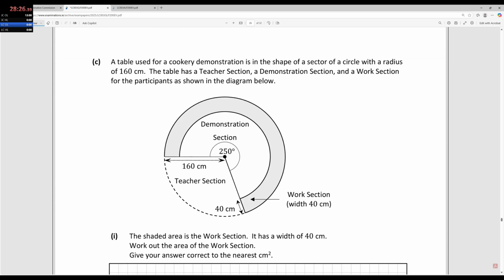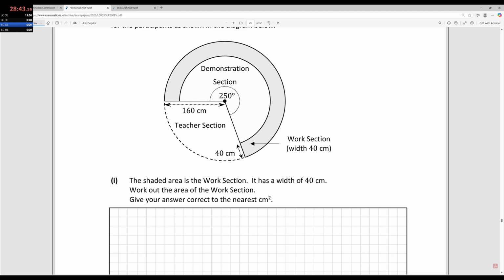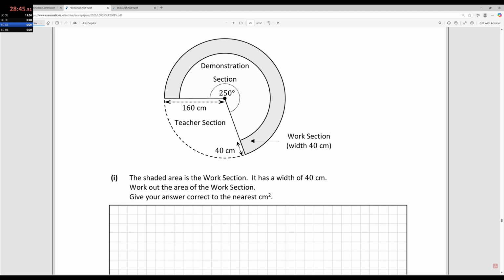A table used for a cookery demonstration is the shape of a sector of a circle with a radius of 160. The table has a teacher section, demonstration section, and a work section. The shaded area is the workstation that has a width of 40. Work out the area of the workstation. This past question and the one before it have been quite difficult for ordinary level standards, I'll be honest.